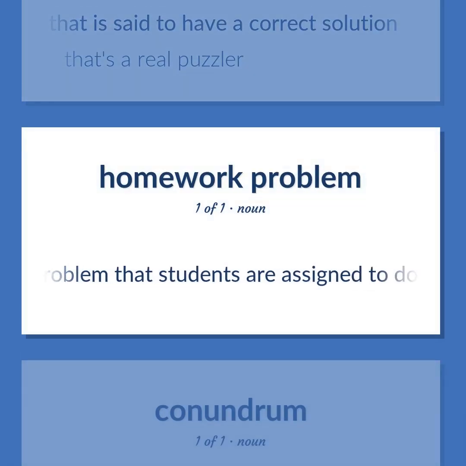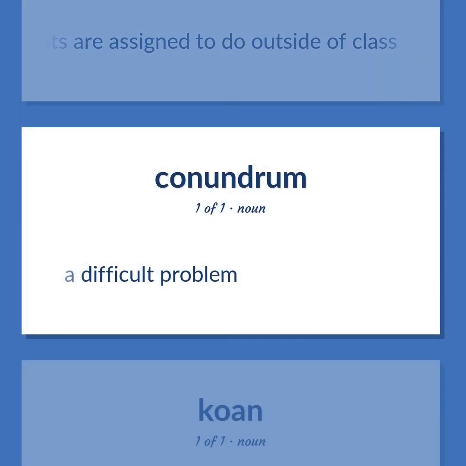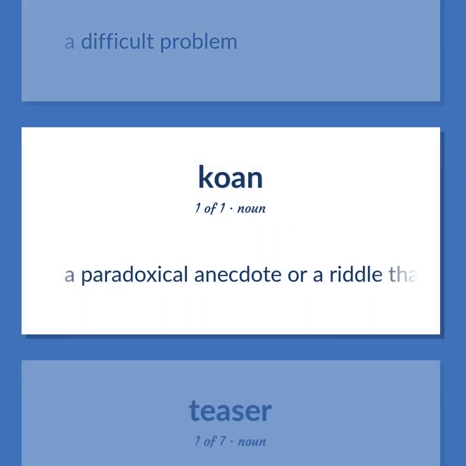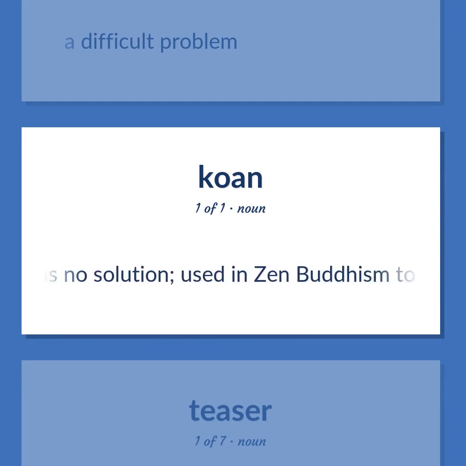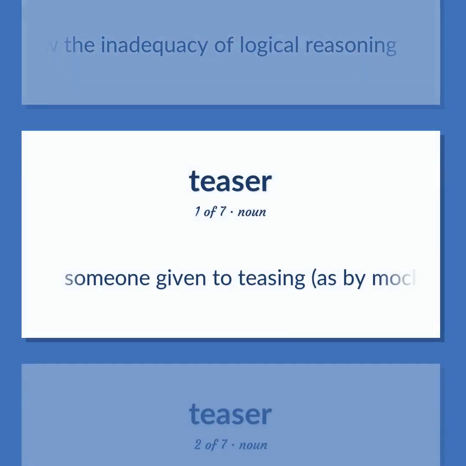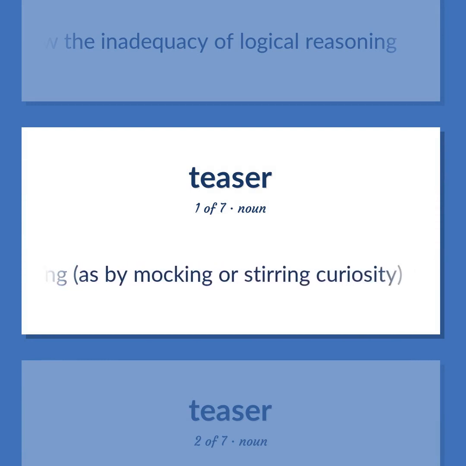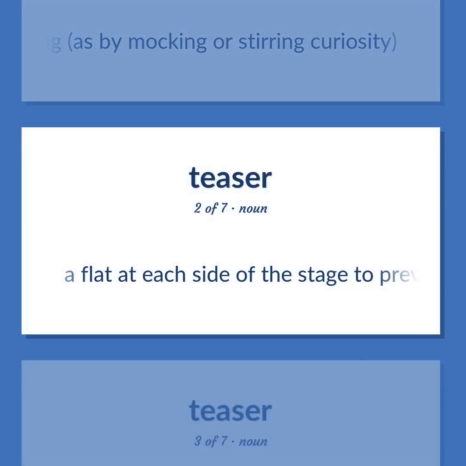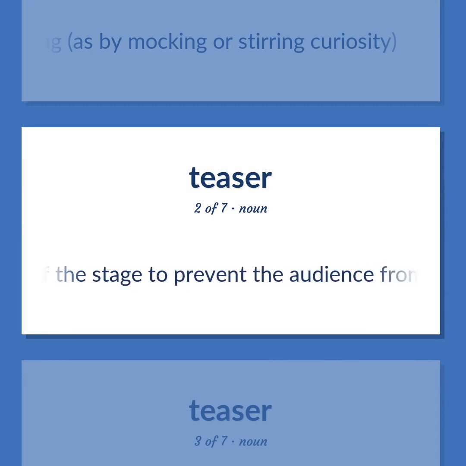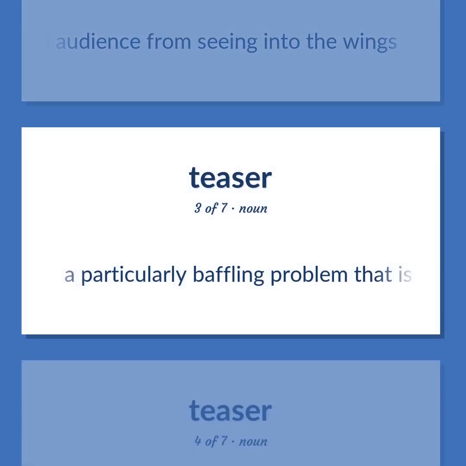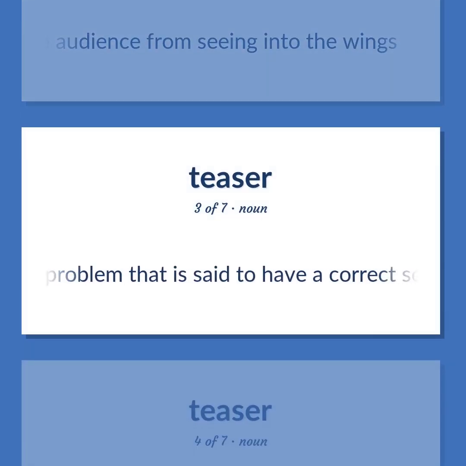A problem that students are assigned to do outside of class. A difficult problem. A paradoxical anecdote or a riddle that has no solution, used in Zen Buddhism to show the inadequacy of logical reasoning. Someone given to teasing, as by mocking or stirring curiosity. A flat at each side of the stage to prevent the audience from seeing into the wings. A particularly baffling problem that is said to have a correct solution.